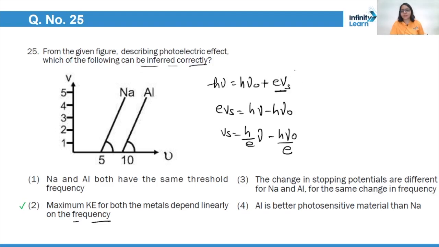So this is for maximum kinetic energy and it is directly proportional to Vs. So it depends linearly. This is the equation of a straight line. So this depends linearly on the frequency. So the correct answer is option 2.